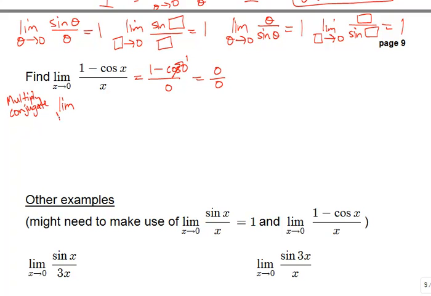So you take your original limit, and we're going to multiply it by the conjugate of this numerator, which will look exactly like this, but with a plus instead of a minus. So the conjugate of the numerator would be 1 plus cosine x. And I have to multiply that in the denominator as well to keep this balanced.